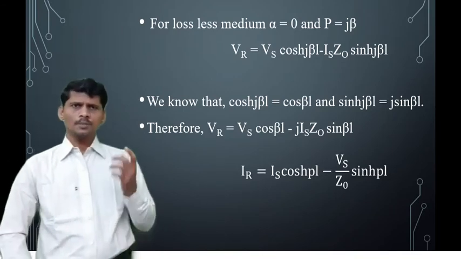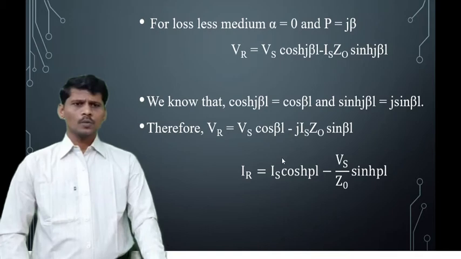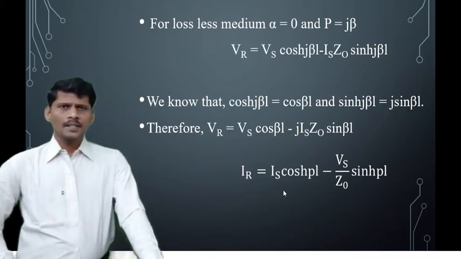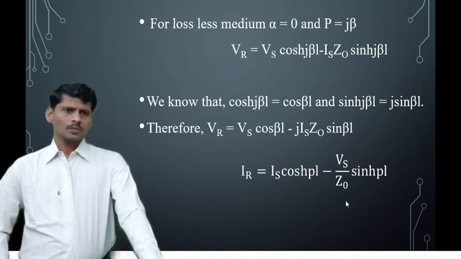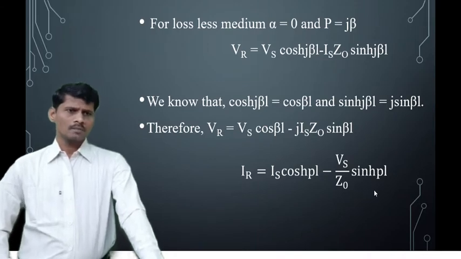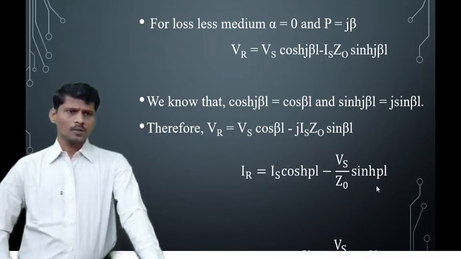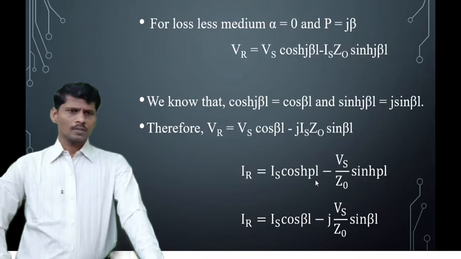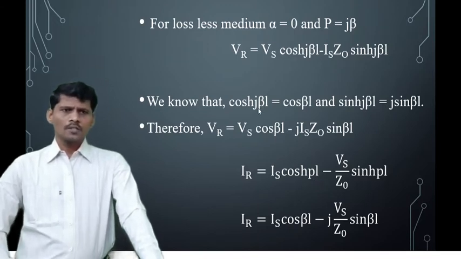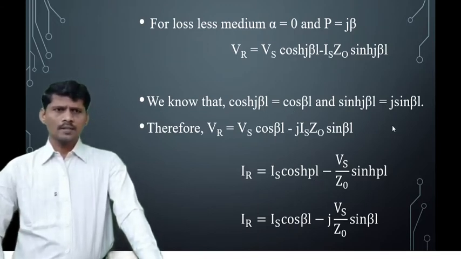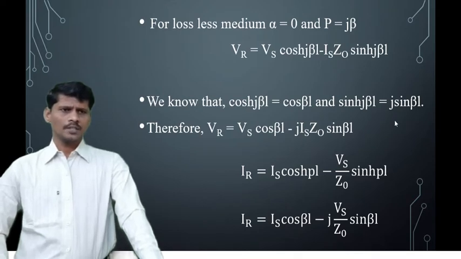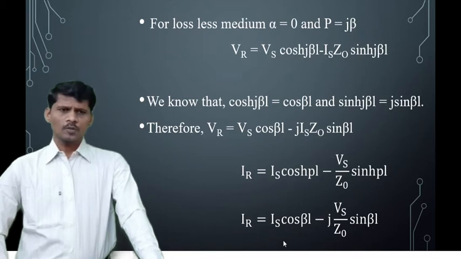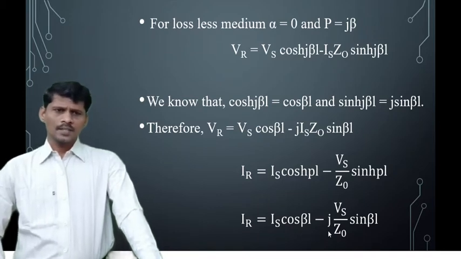Substituting P is equal to j beta into the above current expression, we get IR is equal to Is cosh PL minus Vs by Z naught sinh PL, with P is equal to j beta. We know that cosh j beta L is equal to cos beta L, and sinh j beta L is equal to j sin beta L. Applying these conditions to this equation, we get IR is equal to Is cos beta L minus j Vs by Z naught sin beta L.